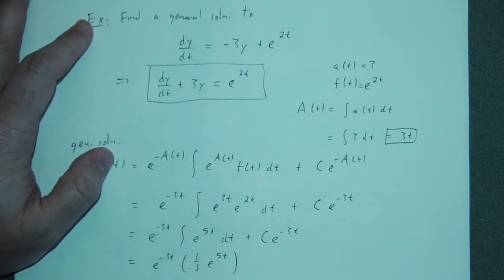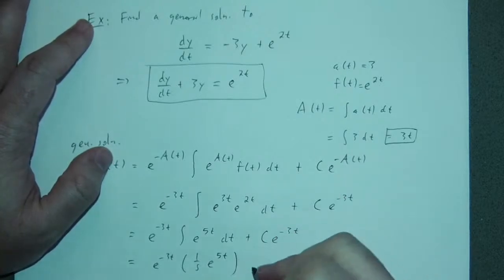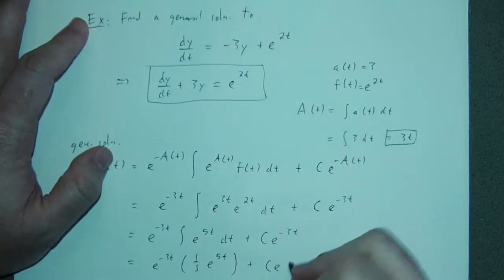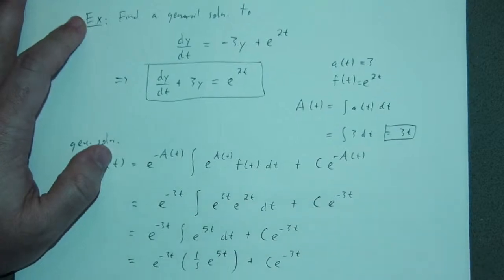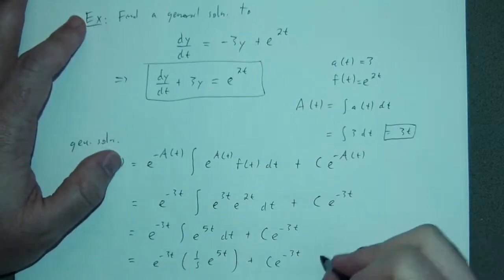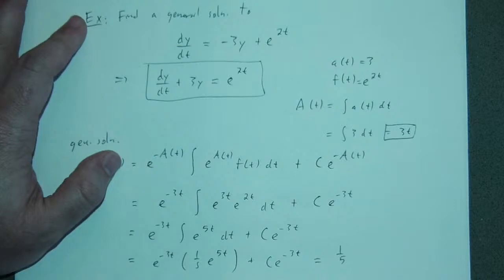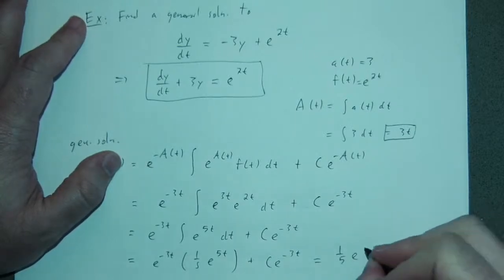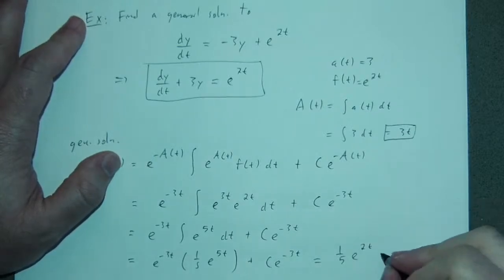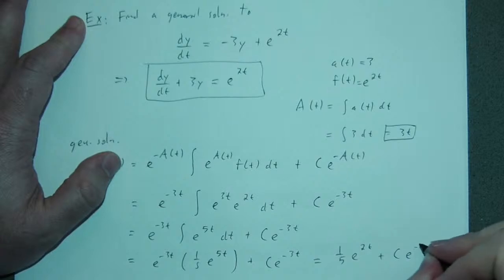So this is e to the minus 3t times 1/5 e to the 5t. You might say, where's the plus c? The plus c has already been accounted for here. Plus c e to the minus 3t. And so what is this? Ultimately, this is 1/5 times e to the 2t plus c e to the minus 3t.